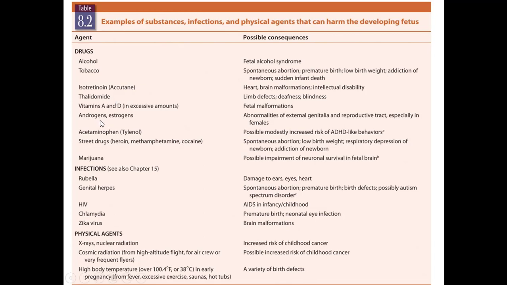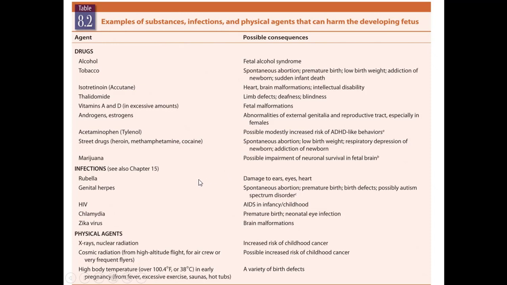Hormones that are introduced, androgens and estrogens. This could affect the genitalia and the reproductive tract of the developing offspring. Street drugs, obviously heroin, methamphetamine, cocaine. These can have adverse effects like spontaneous abortion, low birth weight, addiction to the newborn where they experience withdrawals after being born, marijuana that could affect cognitive ability, possible neuronal development of the brain, and even infections.